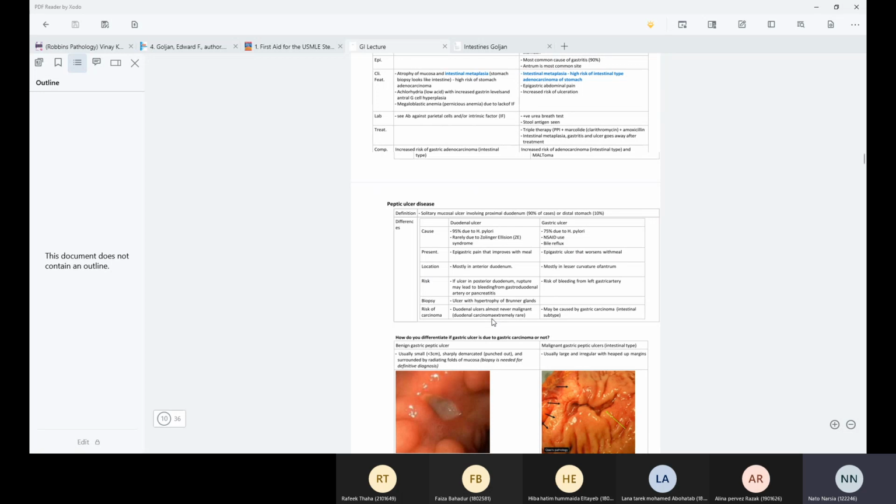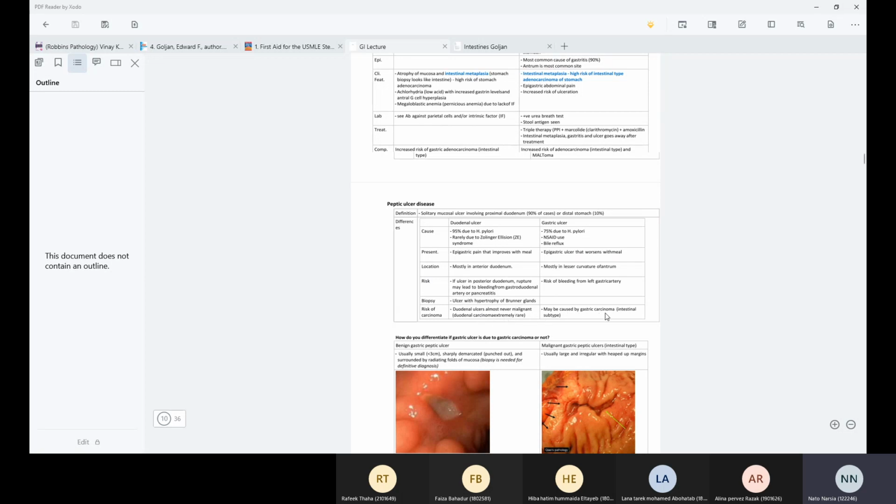Okay, carcinoid tumors in small intestines. Usually, you don't find malignant tumors, guys. You find malignant tumors in colon. In small intestines, adenocarcinoma is extremely rare, but carcinoid tumors you might find. So duodenal ulcers almost never are malignant.